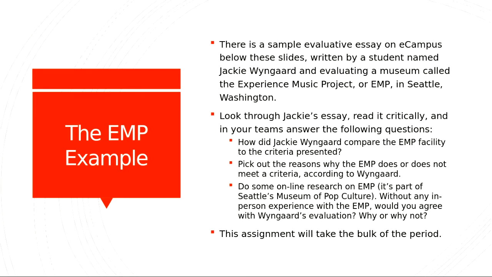I want you to read through Jackie's essay, read it critically, and answer these questions. First off, how did Jackie Wingard compare the EMP facility to the criteria presented? Second, pick out the reasons why the EMP does or does not meet a criterion according to Wingard.